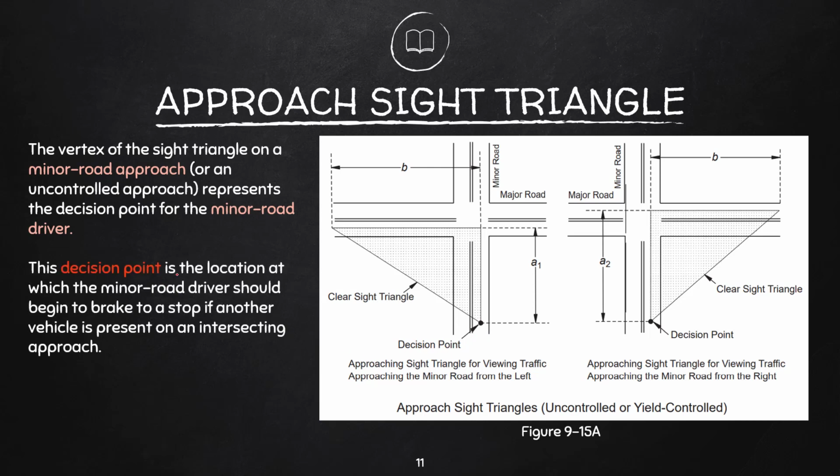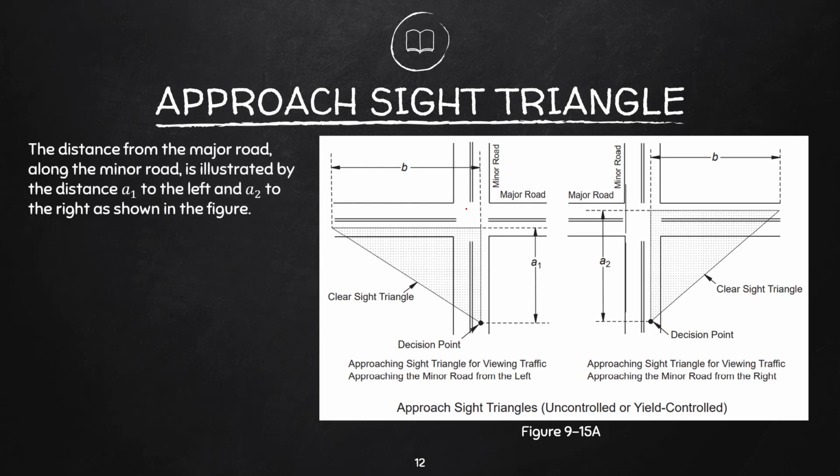This decision point is the location at which the minor road driver should begin to brake to a stop if another vehicle is present on an intersecting approach. So that is the decision point. That is where the driver should decide on which maneuver he should do. Will he continue to do the maneuver of going to the right or to the left, whichever, or crossing the intersection, or will he stop if he perceives an approaching vehicle in his way?